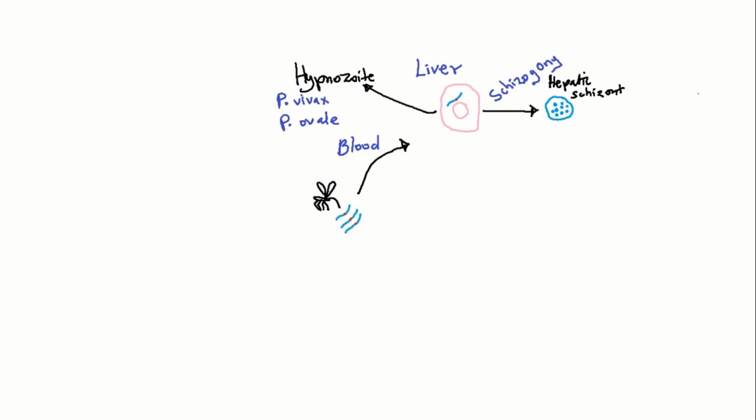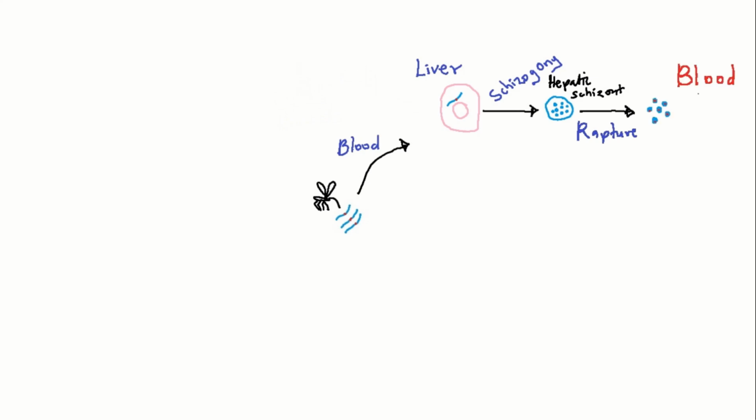Now, let's go back to our hepatic schizont. Once the schizont has matured, it ruptures, releasing several daughter cells into the bloodstream. These daughter cells are known as Merozoites. Mero meaning a portion of, which essentially means these daughter cells are simply portions of the hepatic schizont that ruptured. These Merozoites swim freely in the plasma, looking for red blood cells to infect.